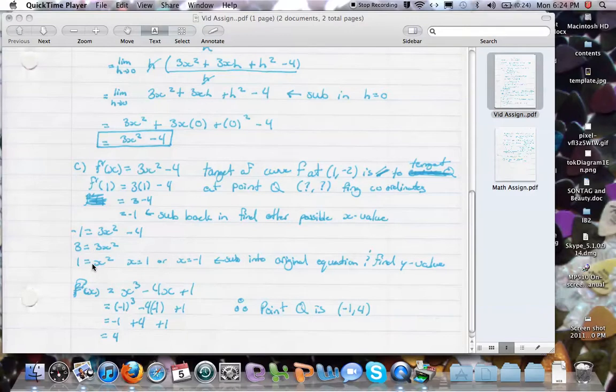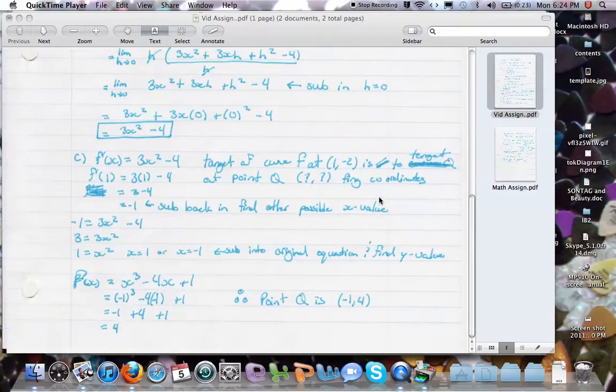So you take that value for x, which is -1, which is now the x coordinate for Q, and you plug it back into our original formula of f(x) in order to find the y value. As you can see here, we rewrote the f(x) formula, x cubed minus 4x plus 1, and then I subbed in -1 for x, and then I solved, and you get 4 here. And so therefore the point Q is at (-1, 4).